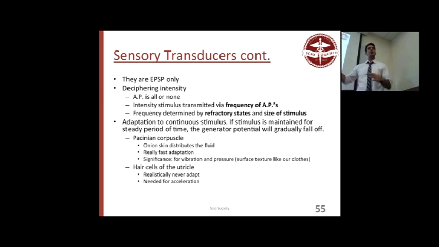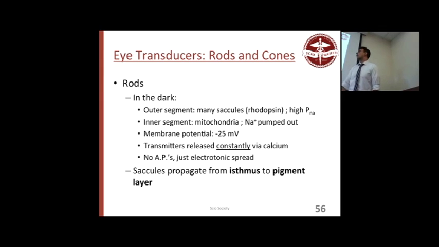The onion corpuscle, onion skin, is the one that really adapts quickly. It's the one used for touch, like vibrations and stuff. So if you put clothes on, that's the one that's going to be stimulated. Unfortunately, you don't want to feel your clothes on your body the whole day, so it will adapt really quickly. On the other hand, hair cells of the utricle almost never adapt, because you want to constantly know if you're accelerating up or down or sideways.